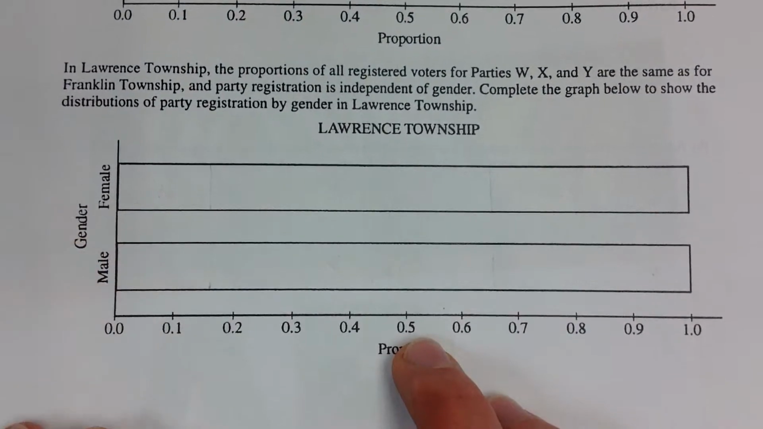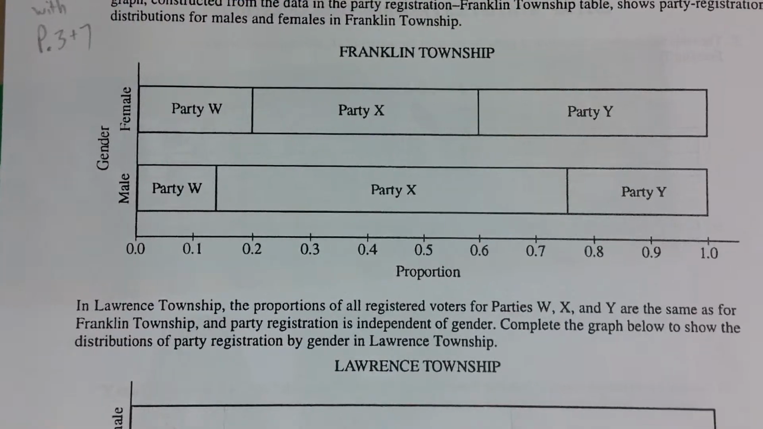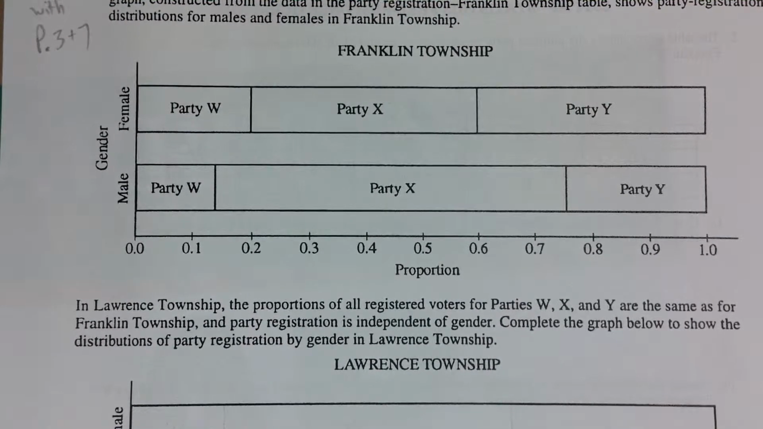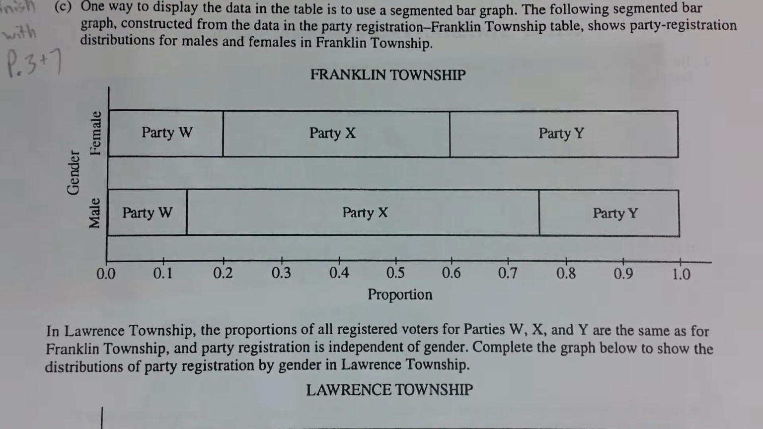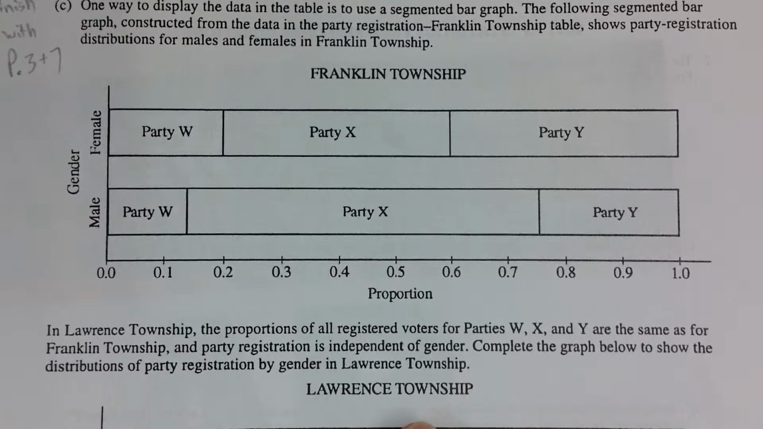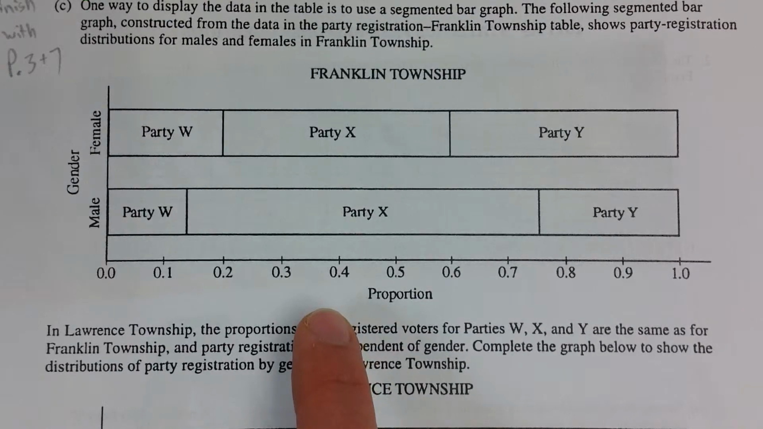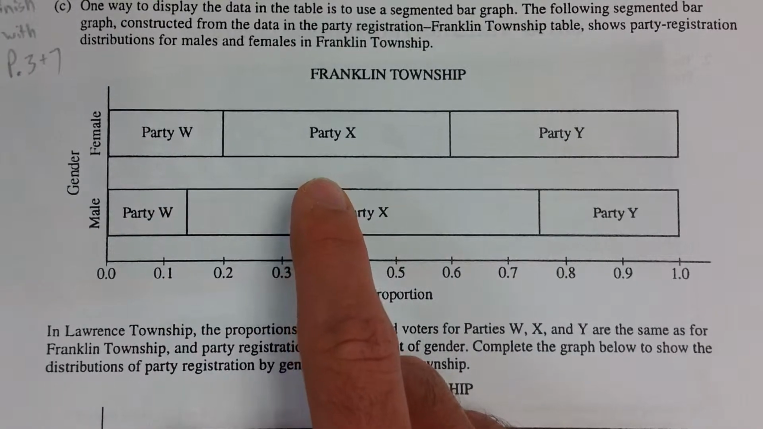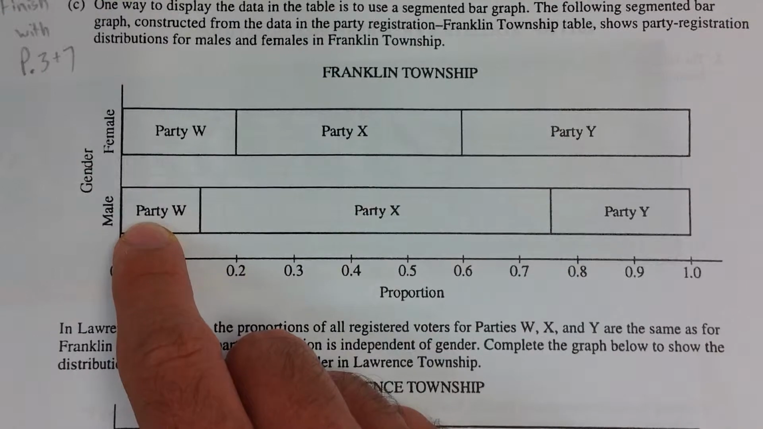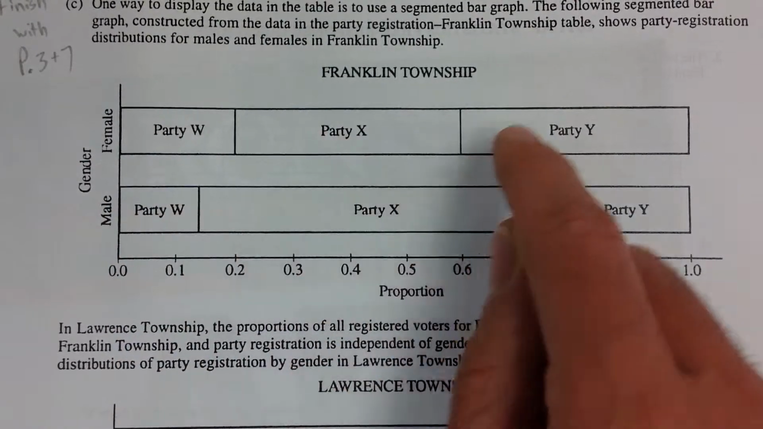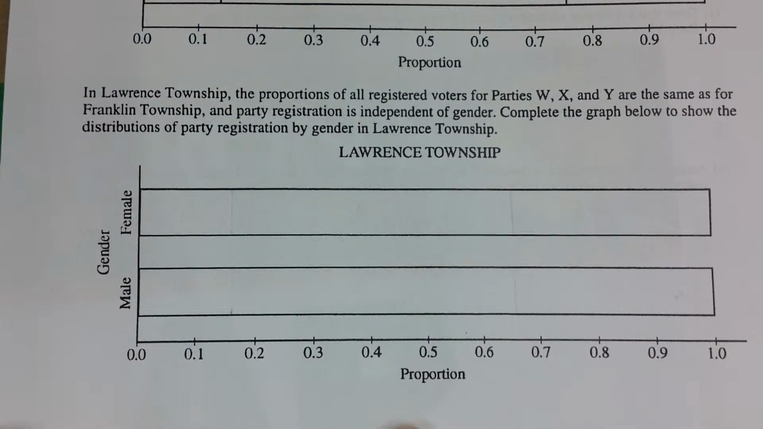What they want from us in part C is what would this graph look like if there was perfect independence, meaning gender has nothing to do with party registration. And just to clear up a misconception that I saw in other periods, it doesn't mean that there has to be an equal distribution or an even distribution. For example, in this case, it doesn't mean that you have to have 1/3 in party W, 1/3 in party X, and 1/3 in party Y. No. It just means that for males and females, the rates have to be equivalent for each party.